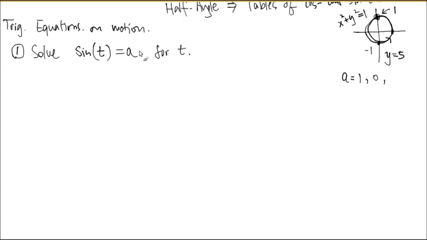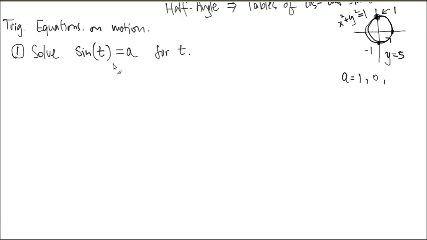Okay, if I put sine t equals 1, what do you see? What kind of t value do you see in the circle? Sine t equals a, and a is 1. Is that easy to solve without using a calculator? What is the angle? 90 degrees, right? And that's the only angle in there, 90 degrees, right?